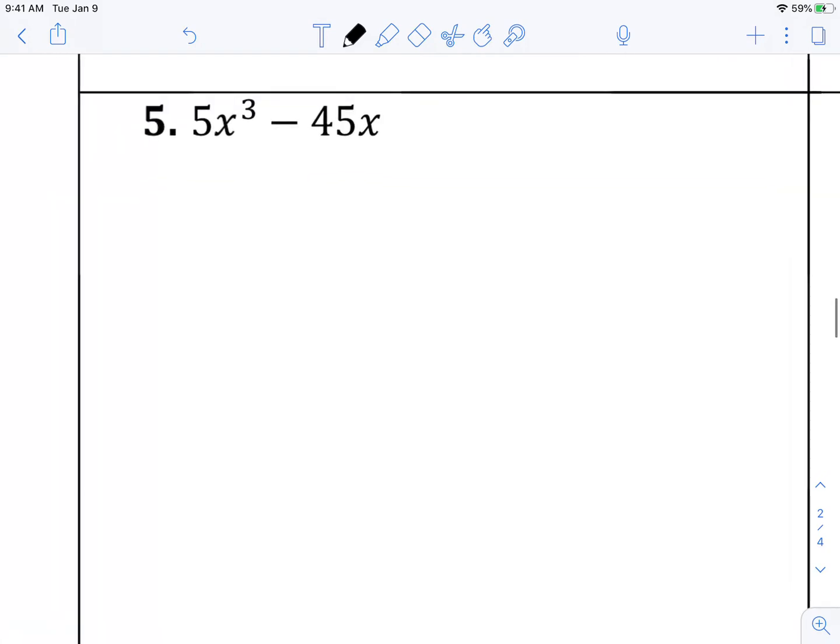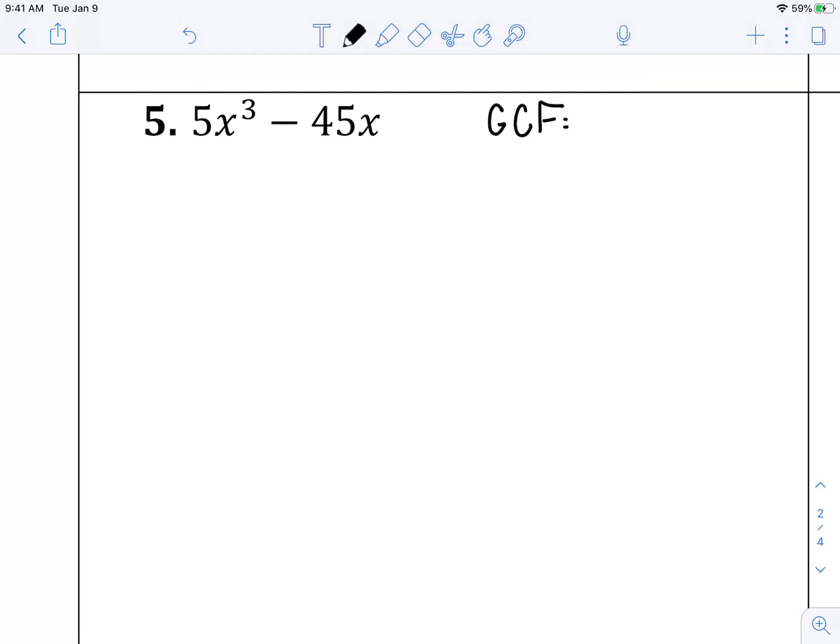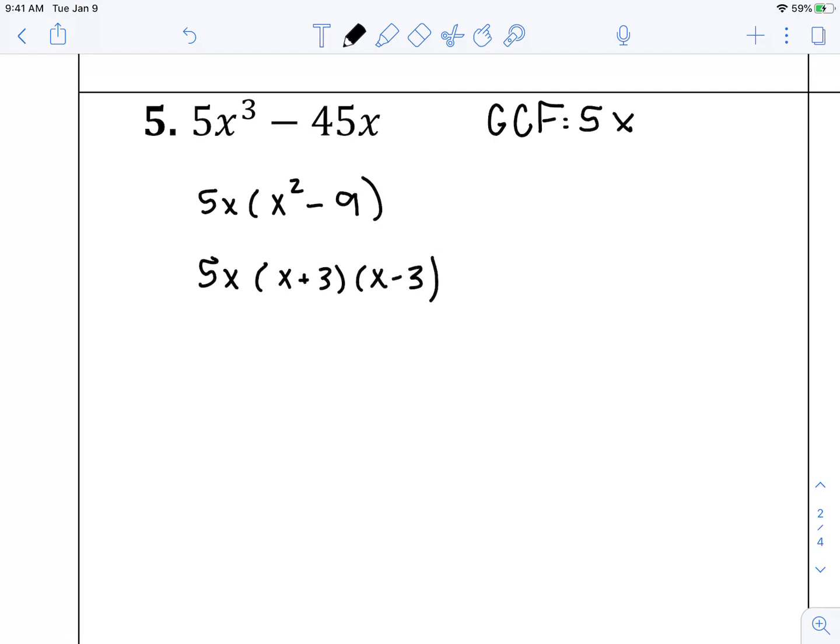Okay, number 5. So I'm going to get my GCF. It's going to be 5x. So I pull that out, and I get x squared minus 9. And then that becomes 5x, x plus 3, x minus 3.